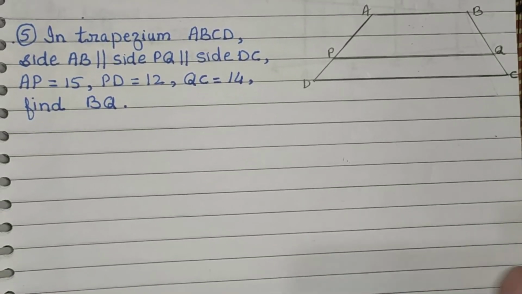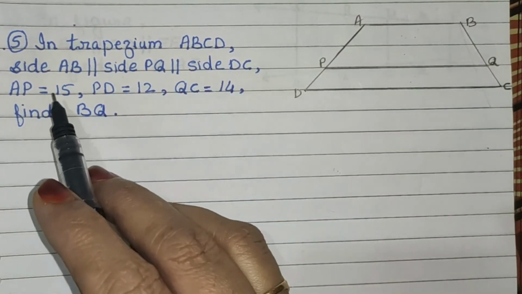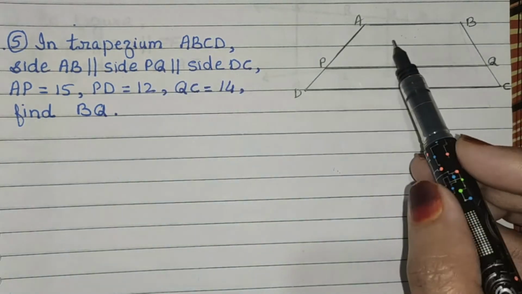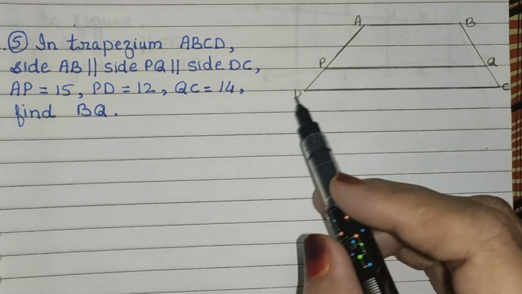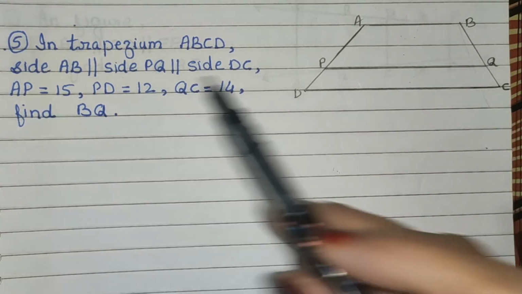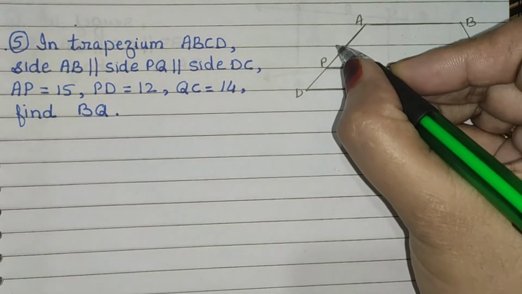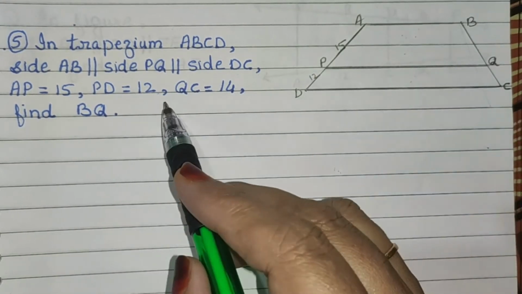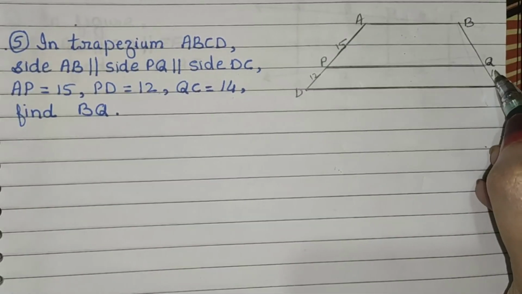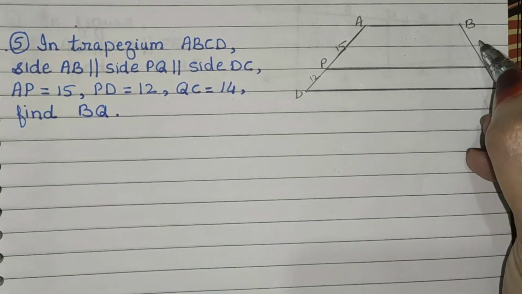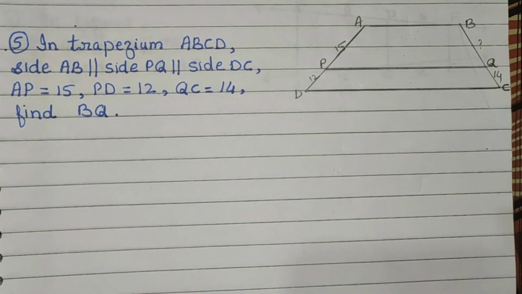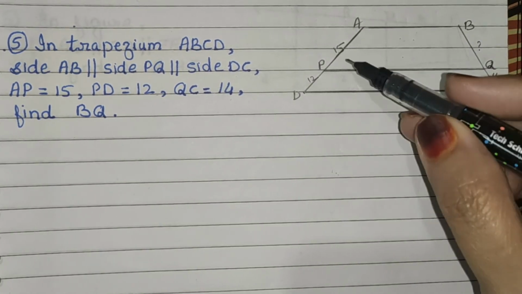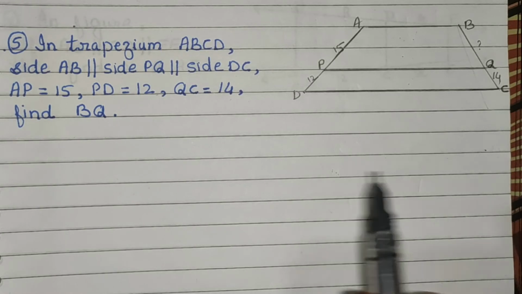Now next, in trapezium ABCD, side AB is parallel to side PQ and it is also parallel to side DC. AP is equal to 15, PD is equal to 12, QC is equal to 14. Our aim is to find BQ. Now look at the diagram carefully. In this diagram, 3 parallel lines are given and their transversal lines are given.